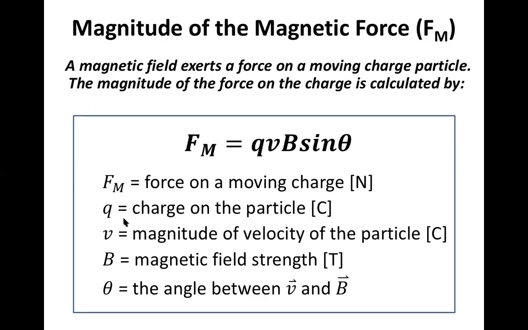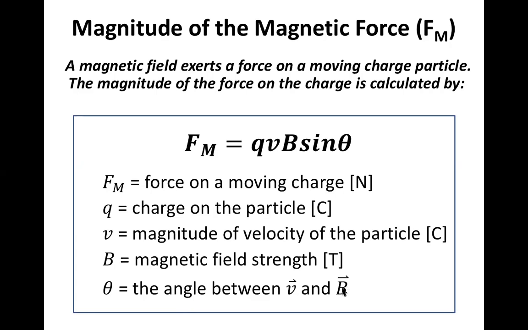Little q is the charge on the particle in coulombs. V is the magnitude of the velocity of the particle in meters per second. That should be meters per second there. And then B, our magnetic field strength variable, is in units of Tesla. And then theta is the angle between velocity and B.